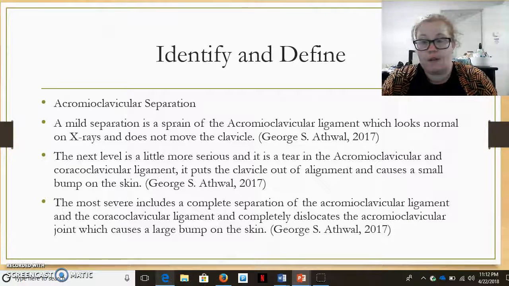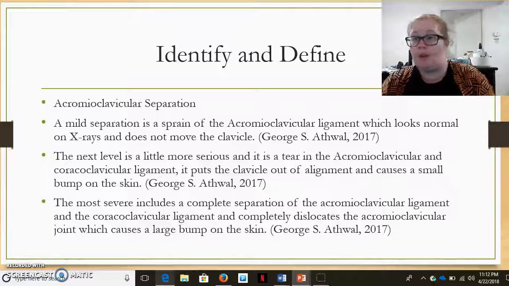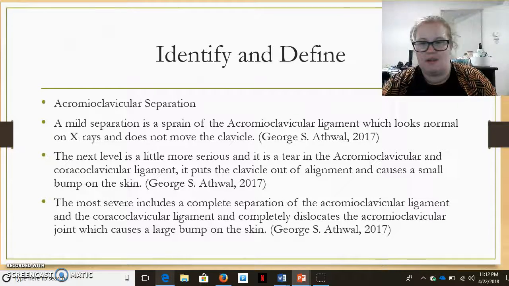The first injury that I want to go over is an acromioclavicular separation. There are a couple different types, or levels, of separation. The first is a mild separation, which is a sprain of the acromioclavicular ligament. It looks normal on x-rays, and it doesn't move the clavicle at all.